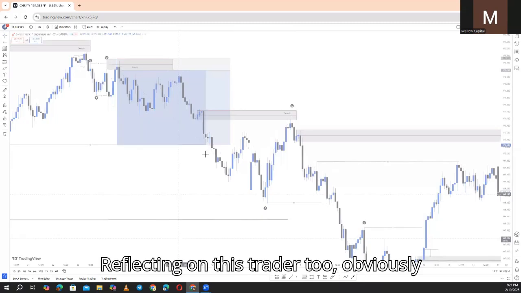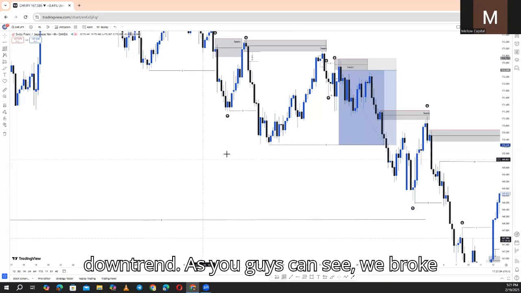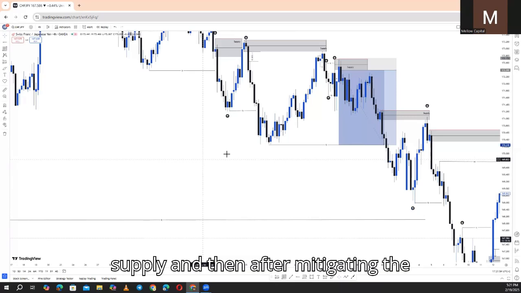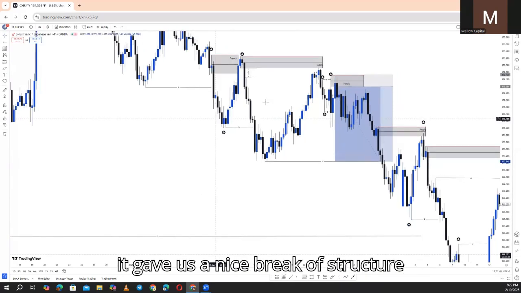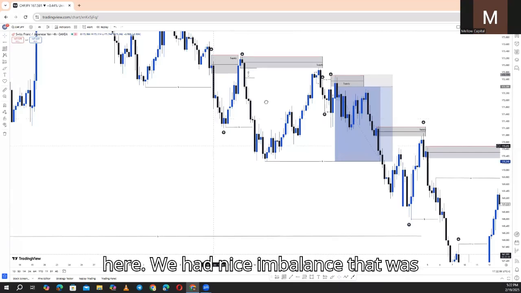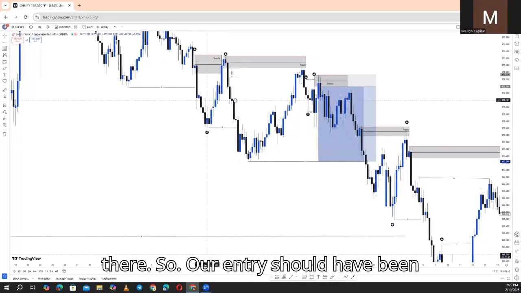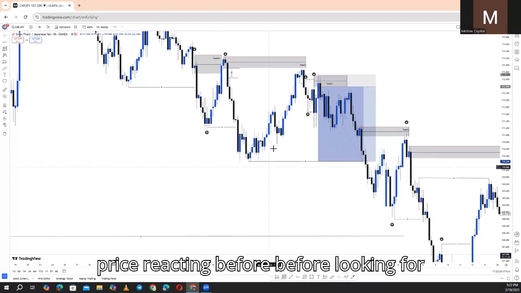Reflecting on this trade that I took, obviously I knew that price is in a very clean downtrend. As you guys can see, we broke structure here, price came back for this supply, and after mitigating the supply, started pushing to the downside. It gave us a nice break of structure again, and then went back to the supply up here. We had a nice imbalance created by that, so we knew that price was going to come up there. So our entry should have been here, but I wanted to see price reacting before looking for entries, right?